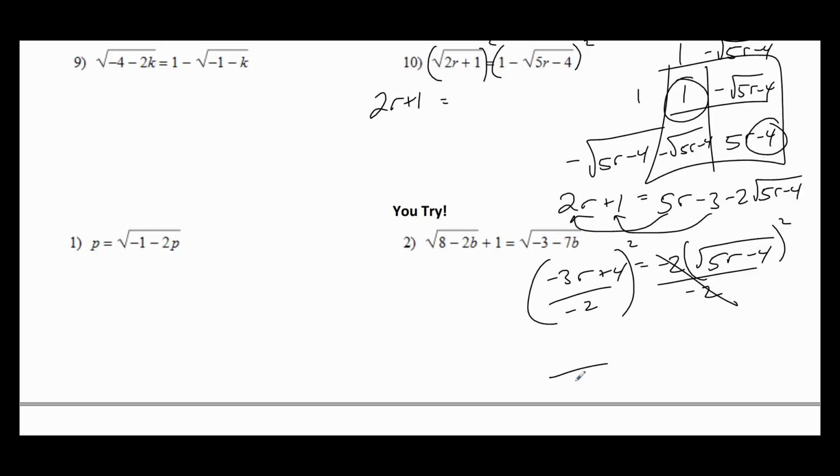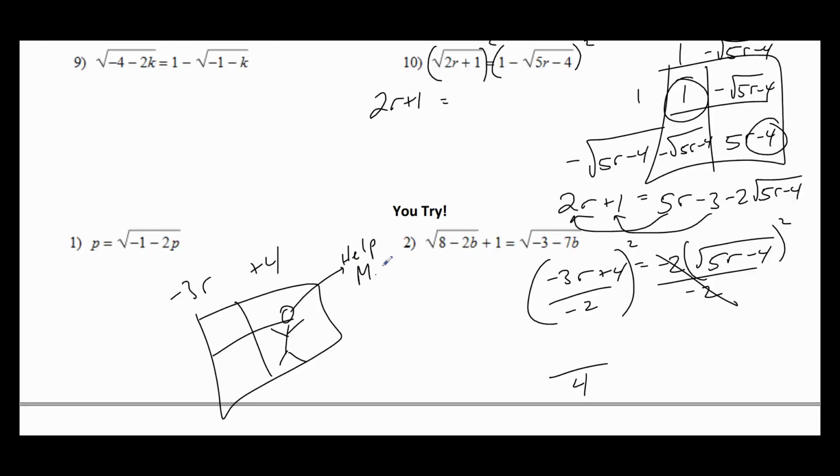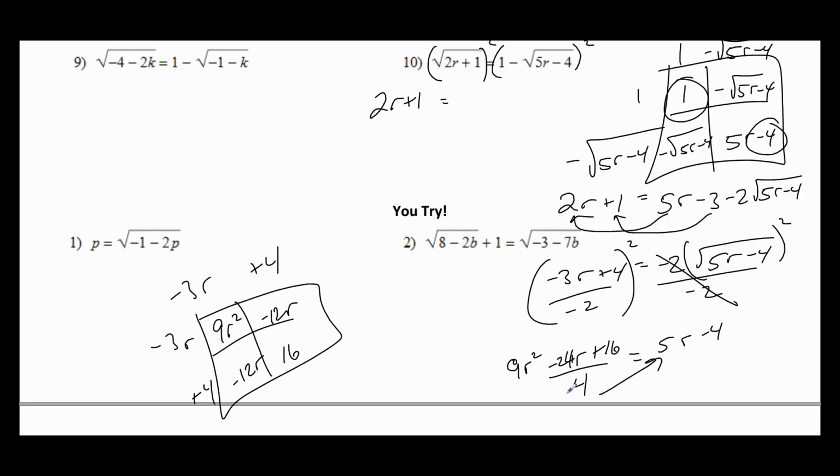Now, when I square this on my denominator, I get 4. Then what do I get up top? I get negative 3r plus 4 squared. Again, I'm going to make my little box. So I get 9r squared, this is a negative 12r, negative 12r, and then a 16. So what do I get out? I get 9r squared minus 24r plus 16 equals, now when I square root, I get the number inside. Distribute here with that 4 multiplied through.